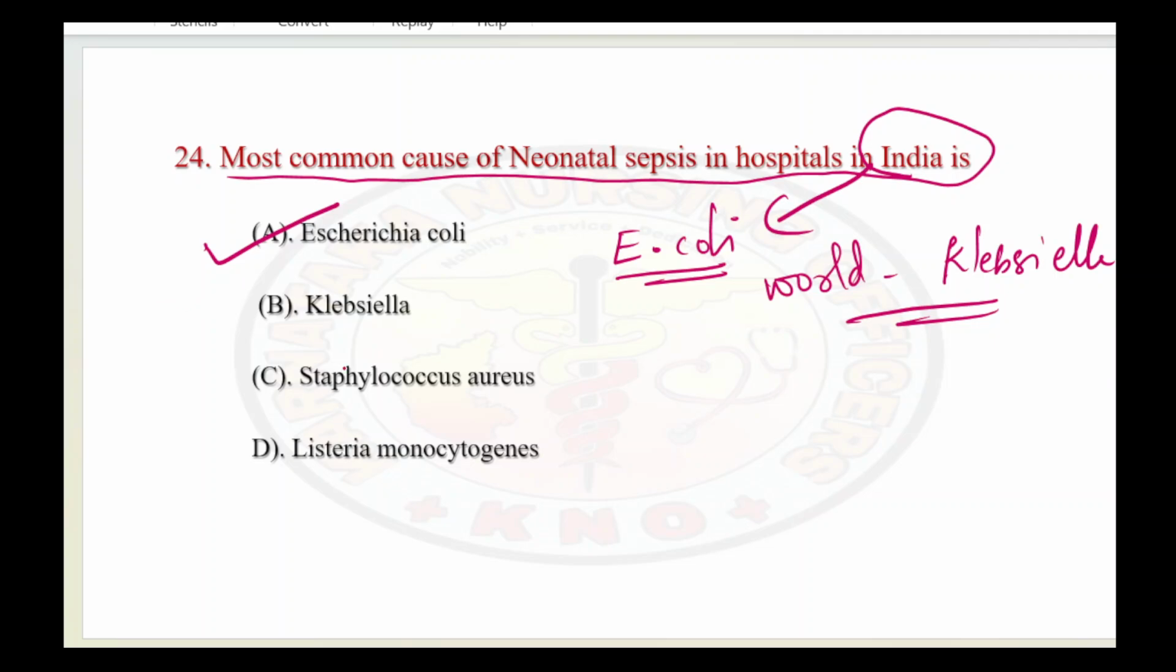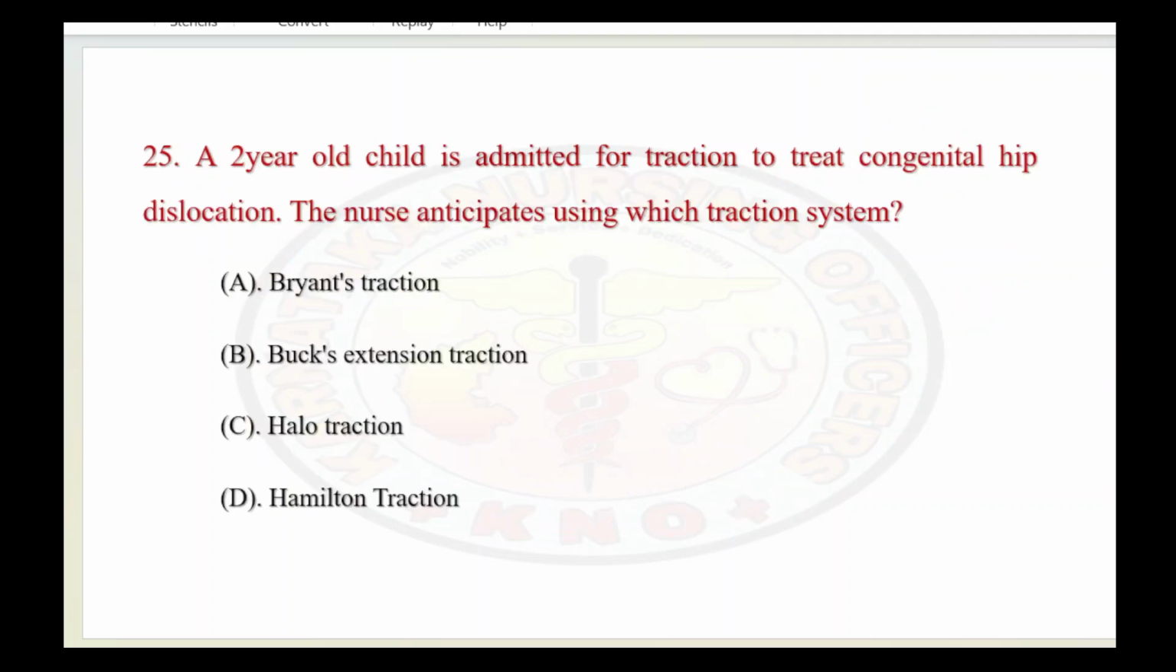Okay. Answer is A. They just asked you the most common causative agent of neonatal sepsis, and especially in India. In India, it is E. coli, but worldwide, if they are asking you, you can opt the option called Klebsiella. So let's see the next question.